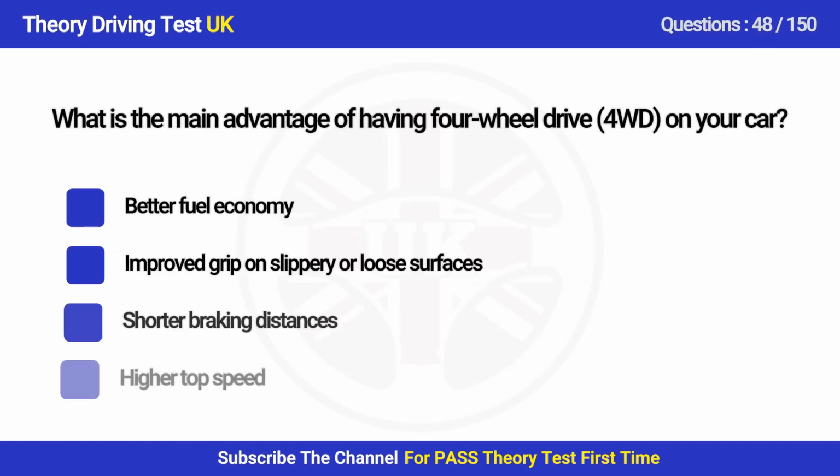Question 48. What is the main advantage of having four-wheel drive on your car? A. Better fuel economy. B. Improved grip on slippery or loose surfaces. C. Shorter braking distances. D. Higher top speed.